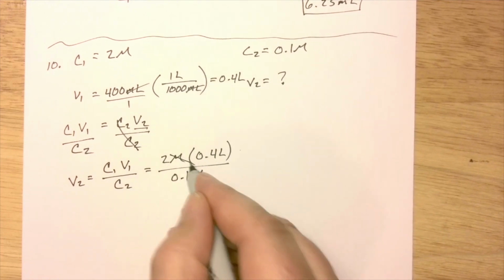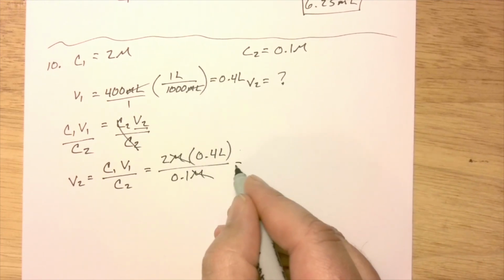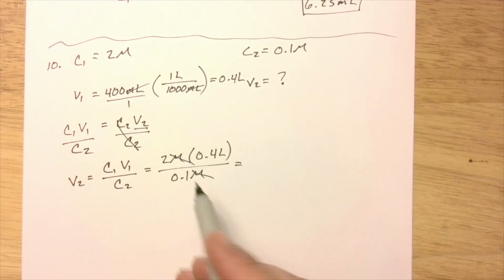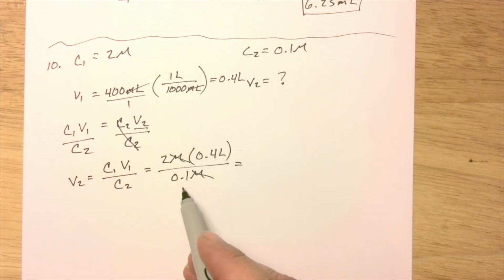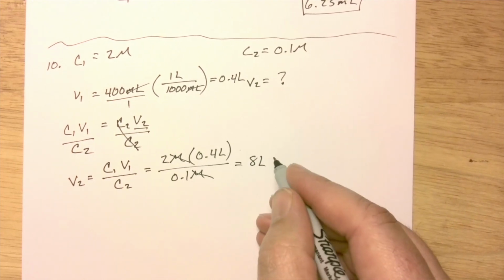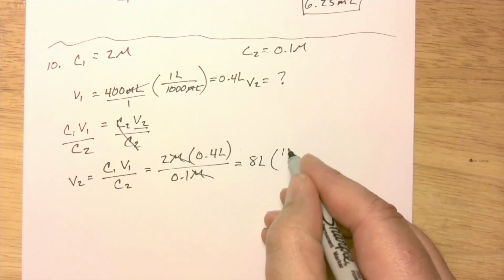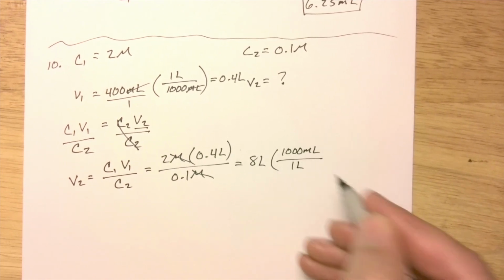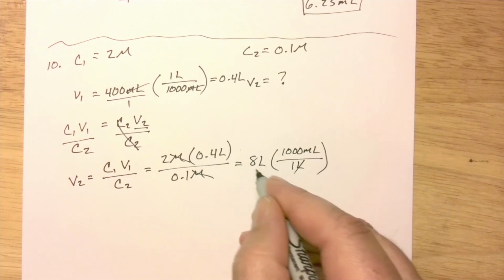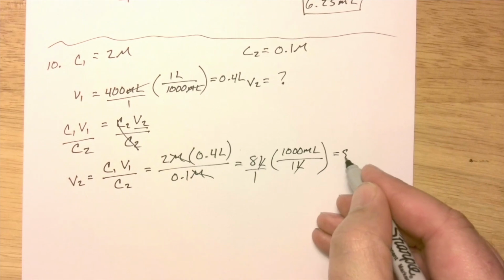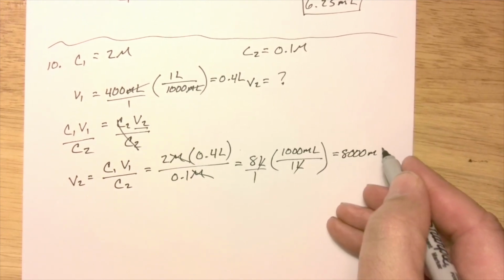If you check the units, the molarity will cancel out, leaving you with the unit of liters, which is a unit of volume. So 2 times 0.4 divided by 0.1 will come out to be 8 liters. Or we can convert that into milliliters. 1,000 milliliters is equal to 1 liter, this is technically all over 1. So therefore you would have 8,000 milliliters.